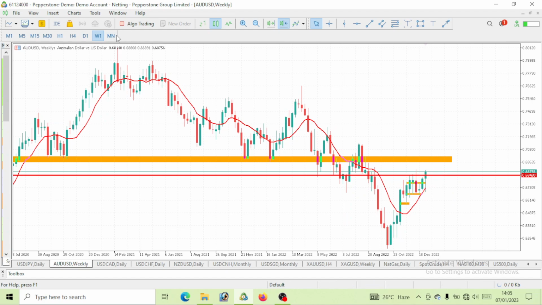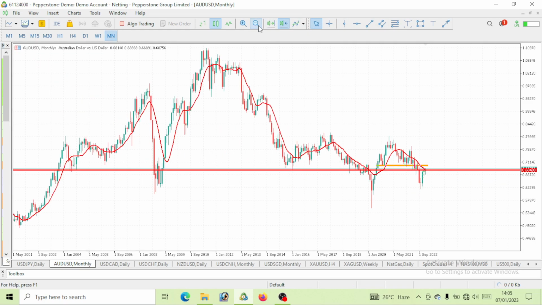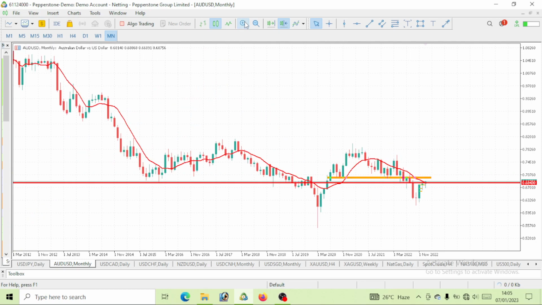Now let's start on the monthly time frame. If you zoom it out, the first thing you would want to ask yourself is the trend. Is it an uptrend move? Is it a ranging market move? Or is it a downtrend move? What we are having on AUD USD is a downtrend move. You can clearly see that price is giving us lower lows, lower highs, lower lows, lower highs.